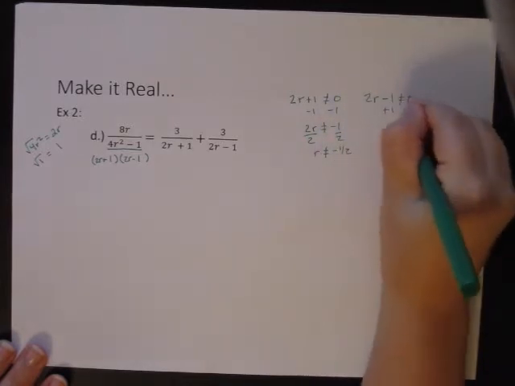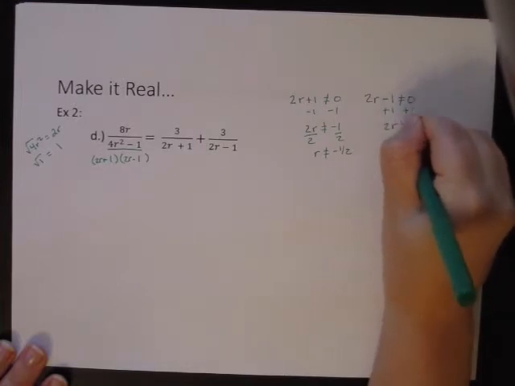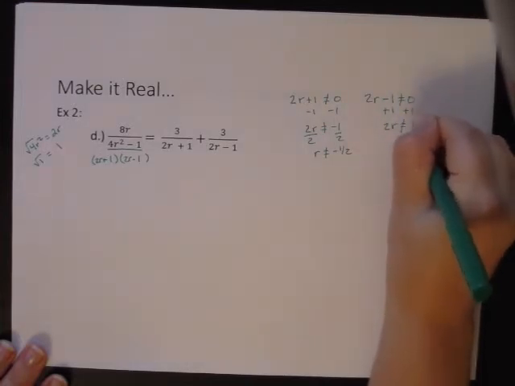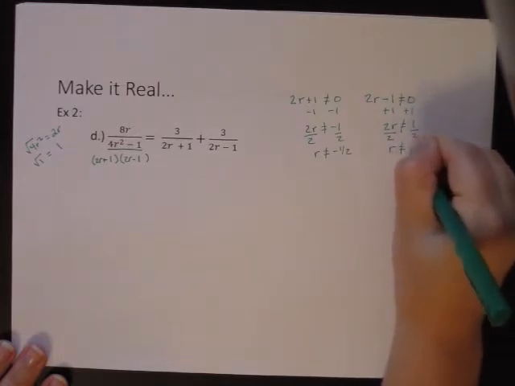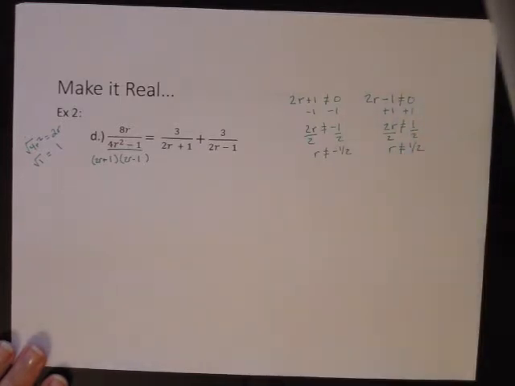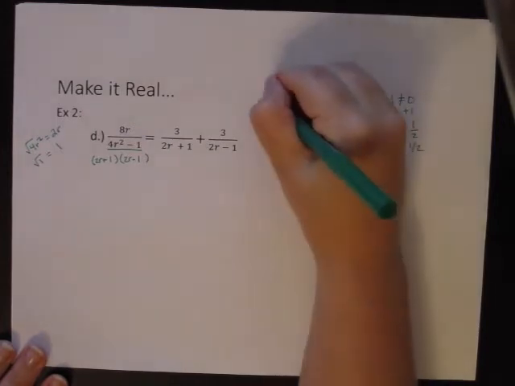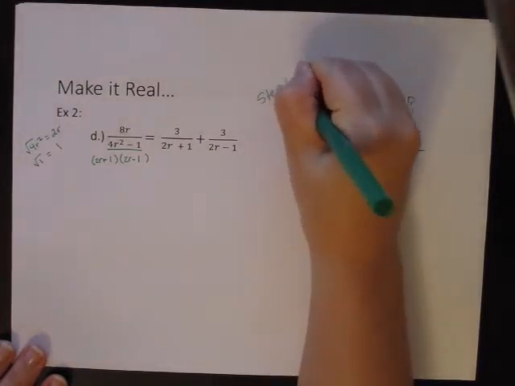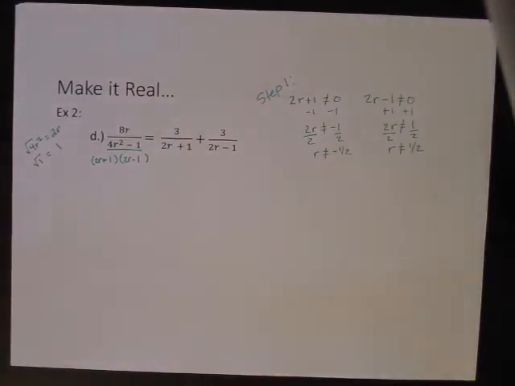Right here, I'm going to add 1 on both sides, so I get 2r cannot equal +1. Then I'm going to divide by 2, and r cannot equal +1/2. Okay, so this was step 1. As long as it doesn't equal positive or negative 1/2, you're going to be good to go.